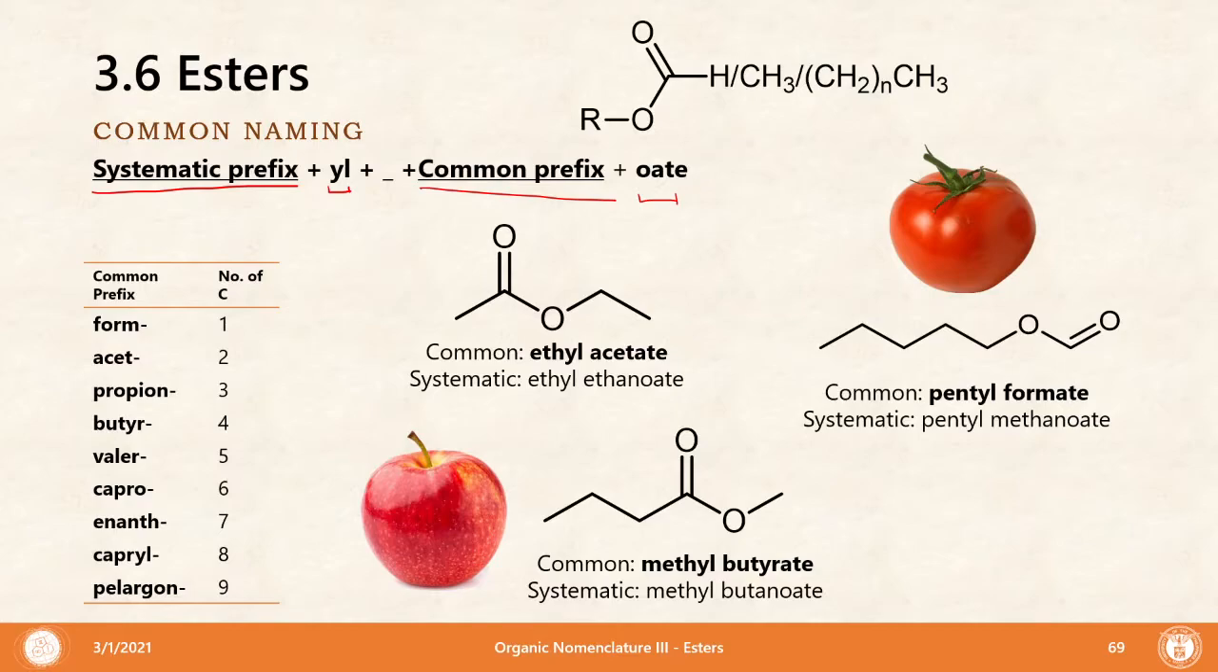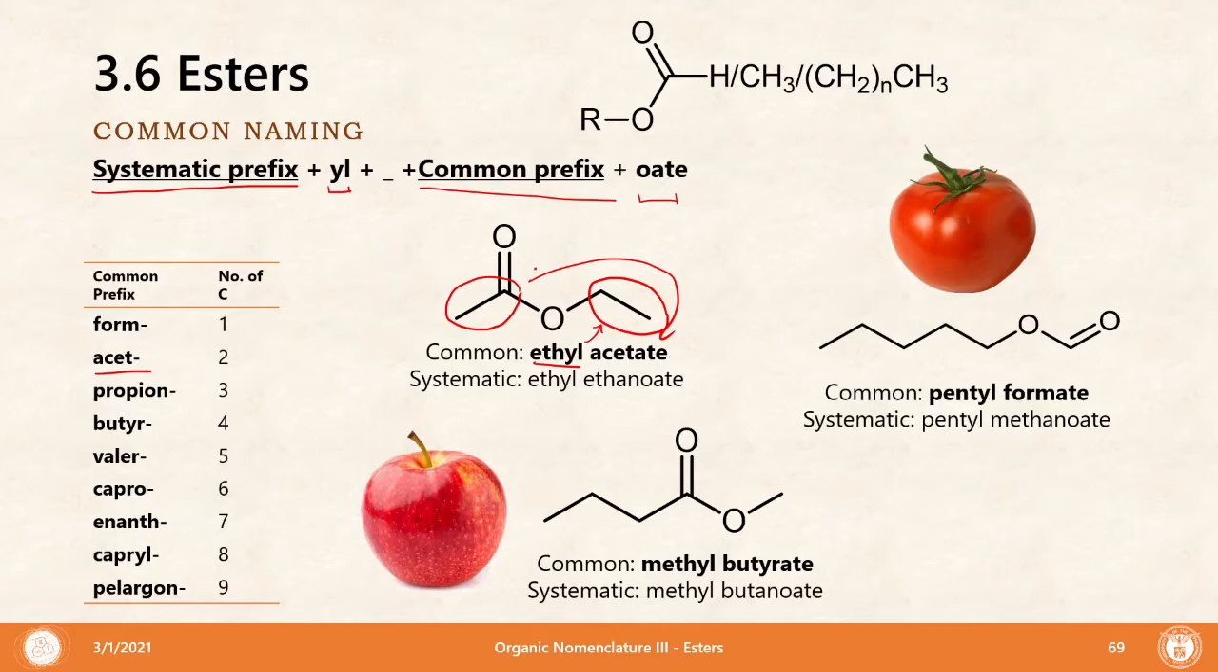So for example, here we have an ethyl group connected to another two-carbon parent chain, but the parent chain is named using the common prefix, so we use acet. So our final name is ethyl, signifying this, and acetate, signifying the parent ester carbonyl group.